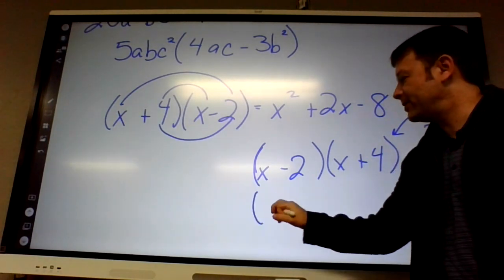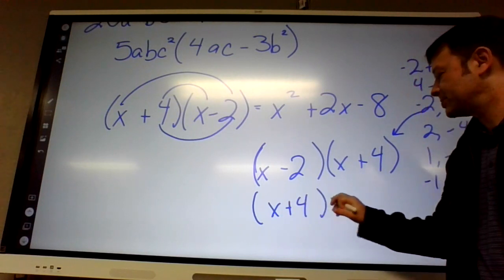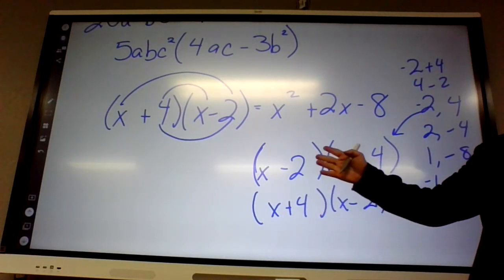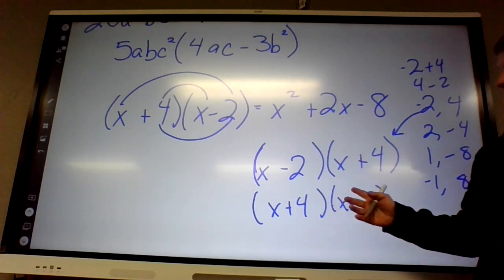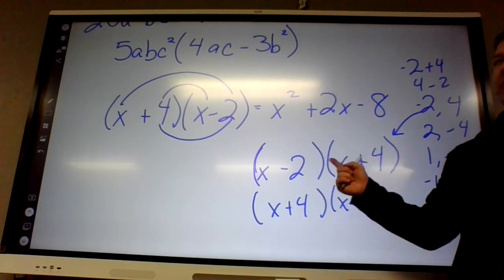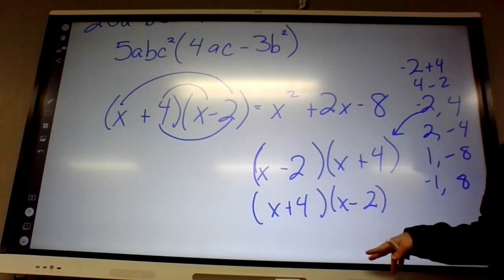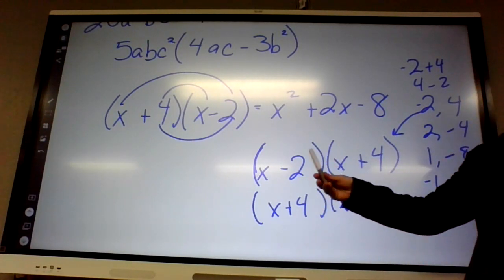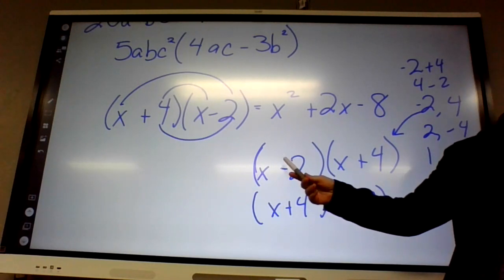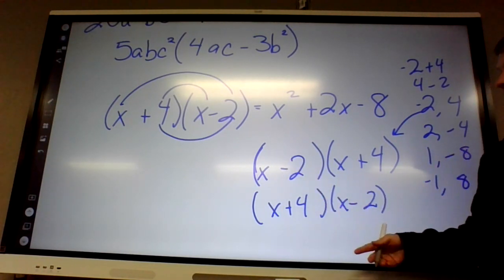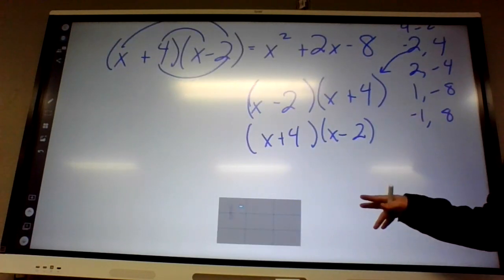Does it matter if I write it like this? Are these the same thing? Yes, they are, because order of multiplication does not matter. So remember that when we go to grade this tomorrow. Doesn't matter what order you put it in. Does the plus or minus matter? Yes. X minus 2 is not the same thing as x plus 2. So that does matter.